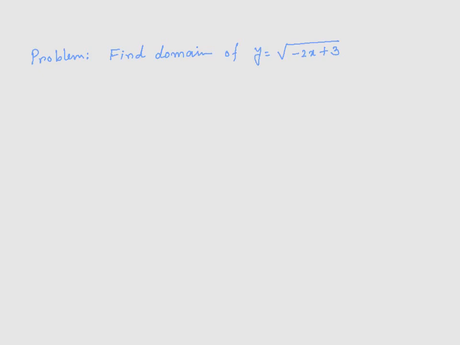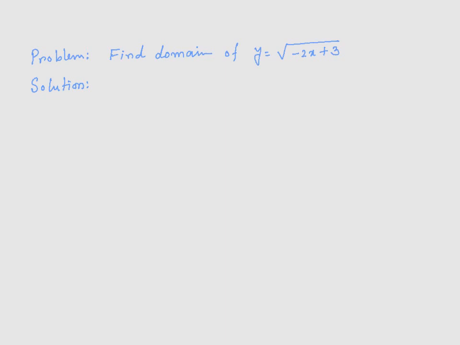In this video, I am going to find the domain of the function y is equal to square root of negative 2x plus 3. Whenever you are dealing with a function that involves a square root, you want to make sure that there is no number under the square root that's going to be negative. For whatever values of x, if you simplify the expression under the square root, it should always be non-negative, meaning it has to be 0 or a positive number.